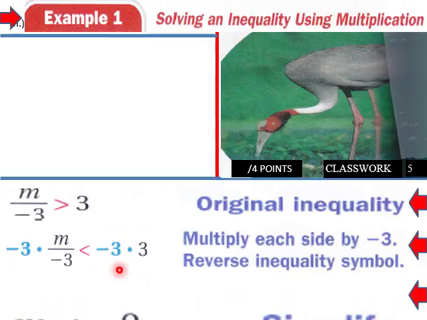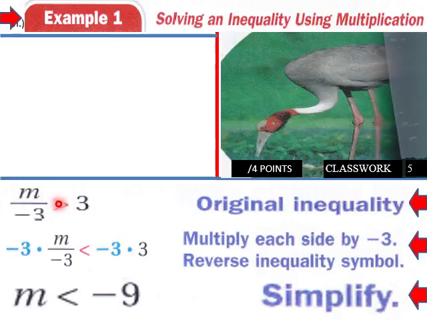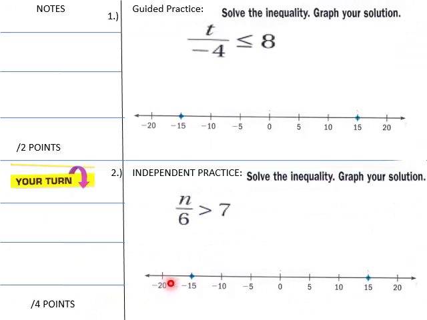So let's get into an example of this. We have m over negative 3 is greater than 3. So if we multiply by negative 3 to get rid of this fraction, it changes the direction of your inequality sign. And then when we solve this, these cancel. m equals negative 3 times 3, which is negative 9. So the solution of this is m is less than negative 9.